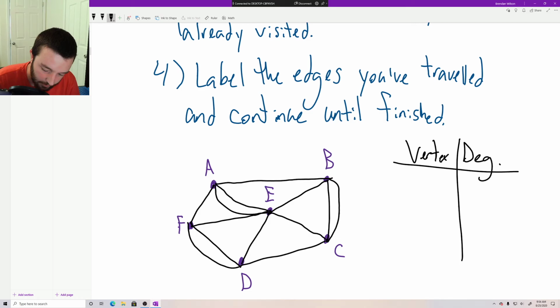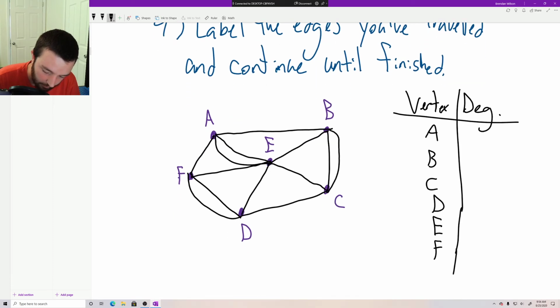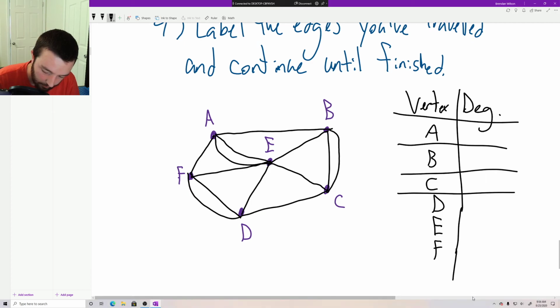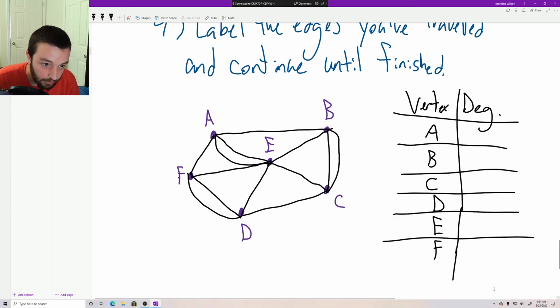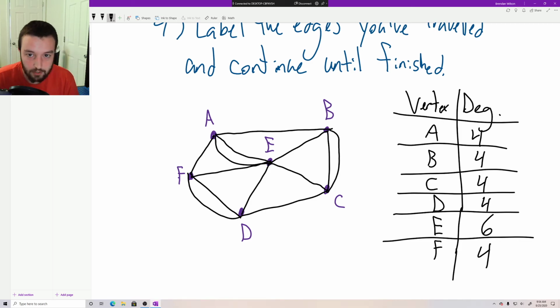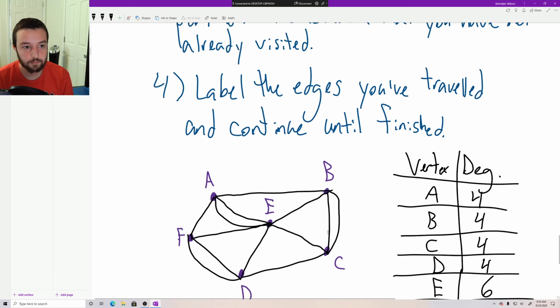Make a little chart here. We have A, B, C, D, E, and F. The degree of A: 1, 2, 3, 4. For B, 1, 2, 3, 4. C, 1, 2, 3, 4. D, 1, 2, 3, 4. E, 1, 2, 3, 4, 5, 6. F, 1, 2, 3, 4. Okay, so far so good. All right, every vertex has an even degree.